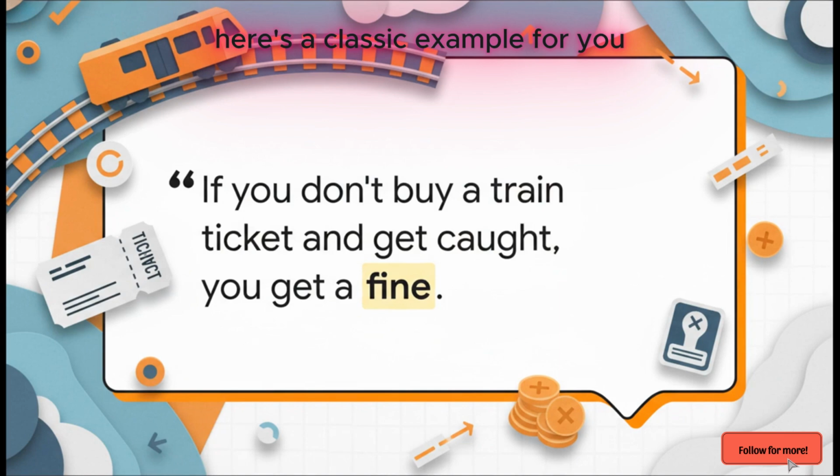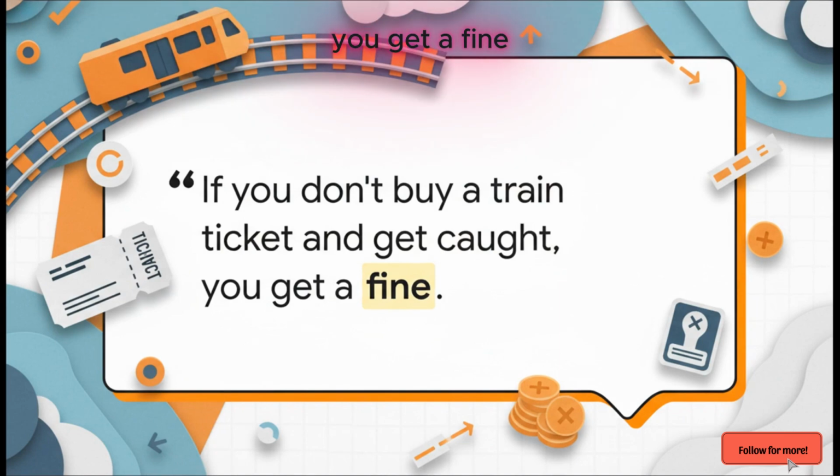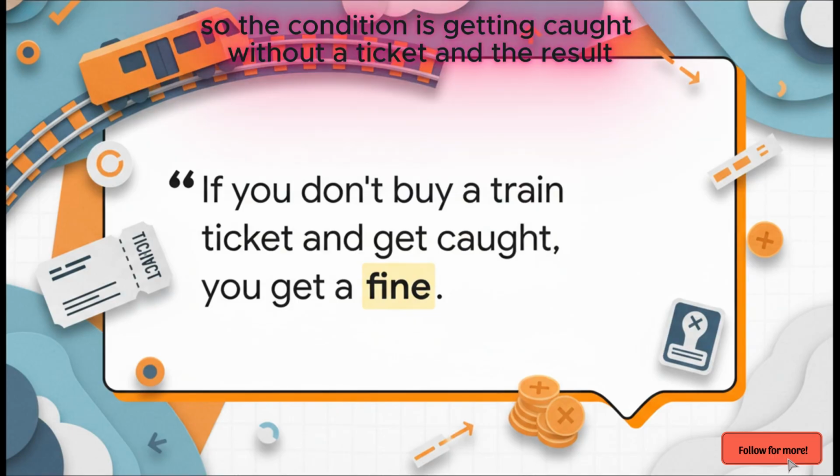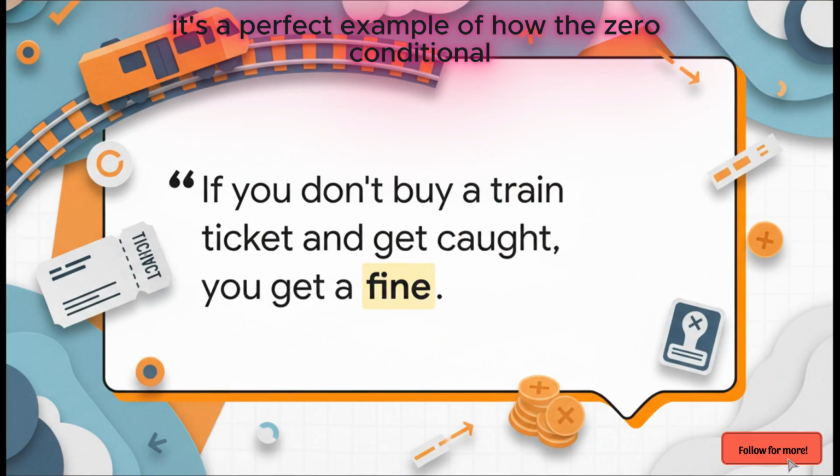Here's a classic example for you. If you don't buy a train ticket and get caught, you get a fine. So the condition is getting caught without a ticket. And the result? A fine. It's not a you might get a fine, it's the rule. It's a perfect example of how the zero conditional explains a system with guaranteed consequences.